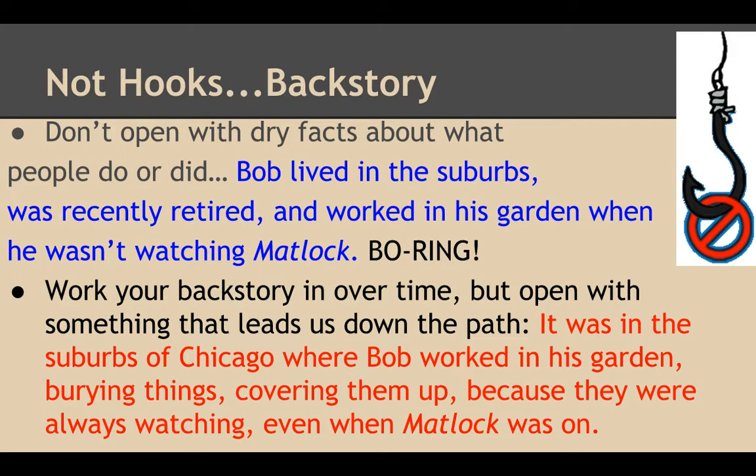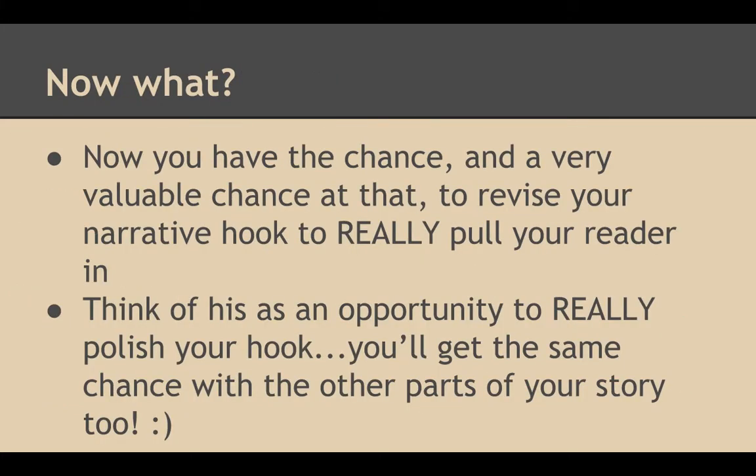Instead, work some backstory in over time, but maybe open with something that leads us kind of down that path. It was in the suburbs of Chicago, where Bob worked in his garden, burying things, covering them up, because they were always watching, even when Matlock was on. So you've also worked in some conflict there, right? As well as the main character, Bob. Who is Bob? Why is he burying things? And who is always watching him? Conflict, right?